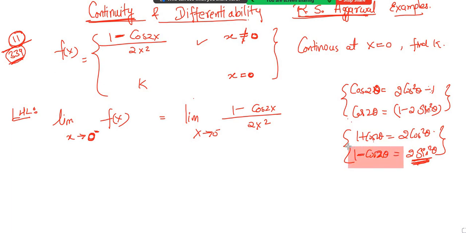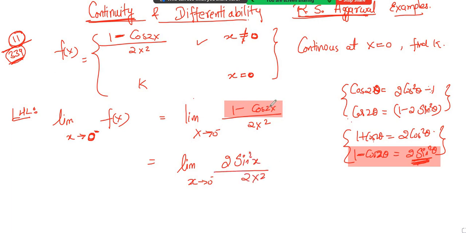So here I am going to use this formula to simplify. So limit x tending to 0 minus, it is 2 sine square x by 2x square. If it is theta, then we use theta; if it is 2x, then we will use x. Here 2 and 2 cancel. Perfect. So we are getting limit x tending to 0 minus (sin x by x) whole square.